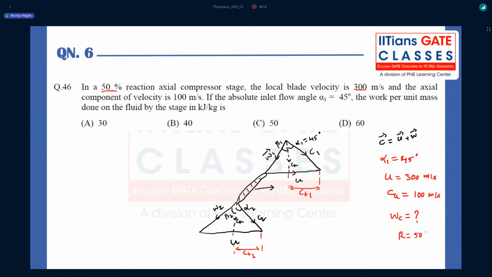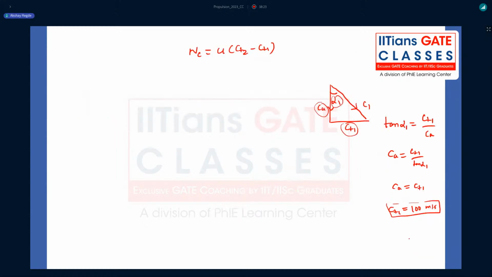R is 50%, so R can be 0.5. For a 50% reaction stage, we know the entry and exit triangles are symmetrical. That means alpha 1 is also equal to beta 2, so WT2 should be equal to CT1, which is equal to 100 meter per second. So if WT2 is 100 meter per second, what is CT2?